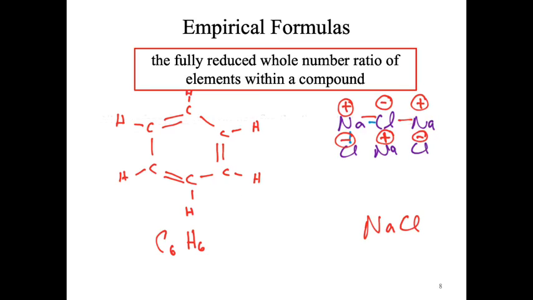C6H6. Is that a fully reduced ratio? No, I could divide everything by 6. So the empirical formula for this is C1H1. I'm getting the same basic information as the sodium chloride. Okay, so what we're trying to do is figure out that minimal amount of what those pieces are.